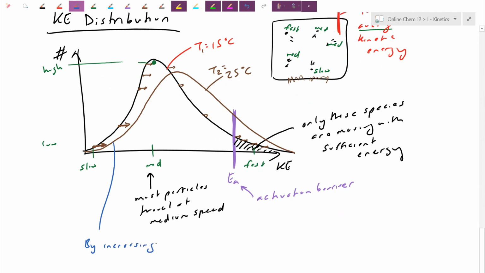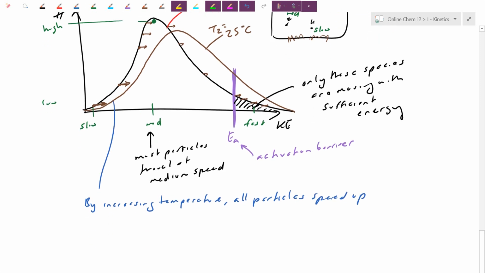By increasing temperature, in this case I just did 10 degrees, I could increase it by however much I wanted. By increasing temperature, all particles speed up, right? All the particles move faster. However, like I'm showing you here, the distribution is going to get pushed over because some particles speed up way more than other particles. So all particles speed up, though by different amounts.